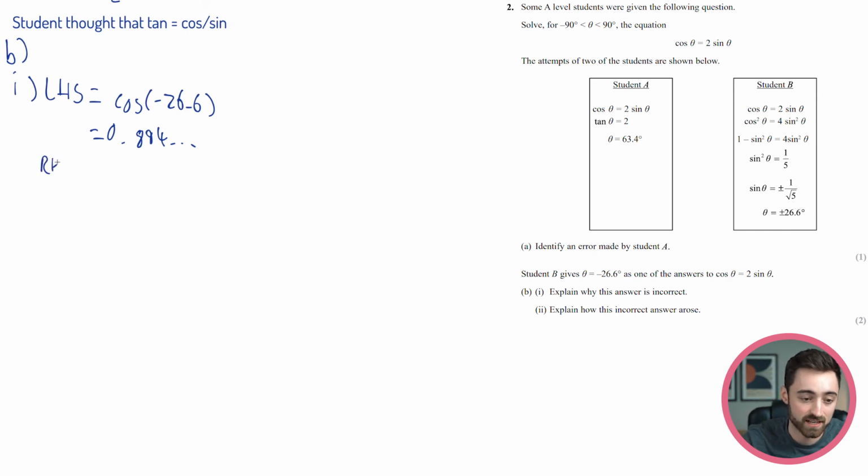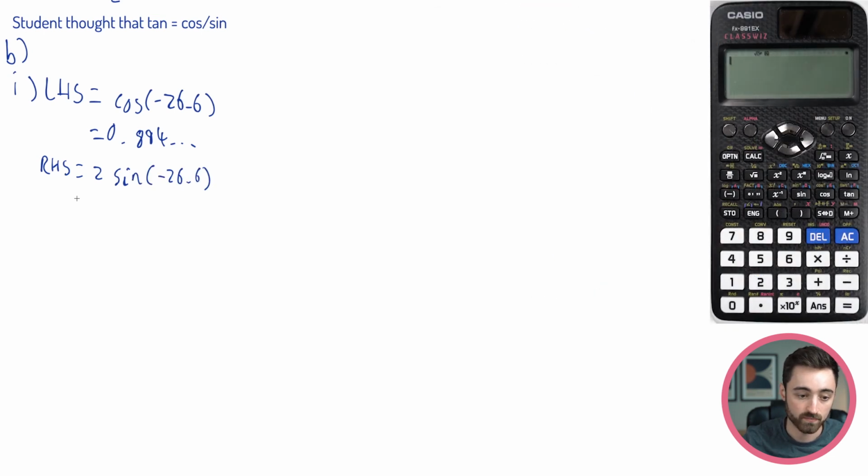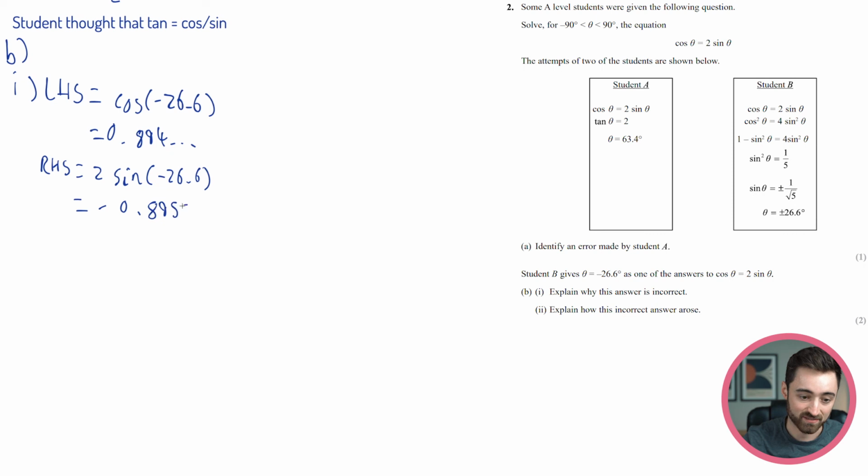So the right-hand side is going to equal 2 sine of minus 26.6, which is going to equal 2 sine minus 26.6. Yeah, exactly. Look, it's minus 0.8955... They're not equal, are they? So there is not going to be a solution at minus 26.6.